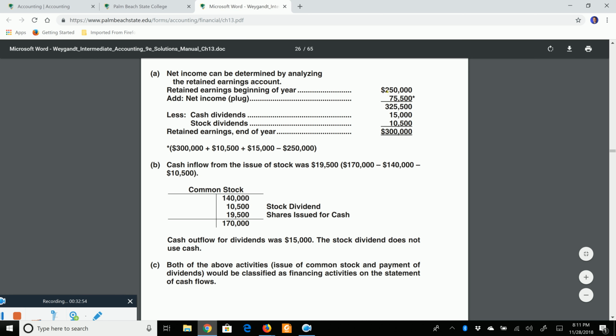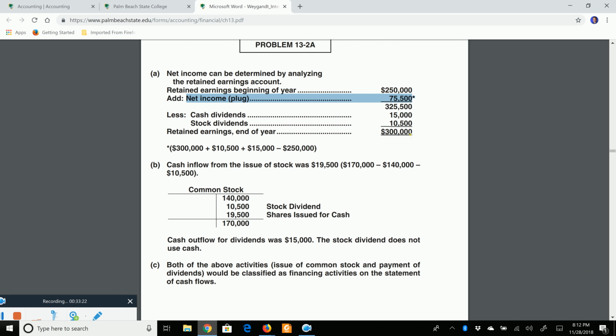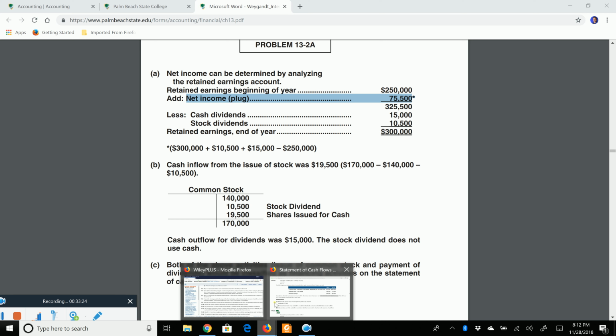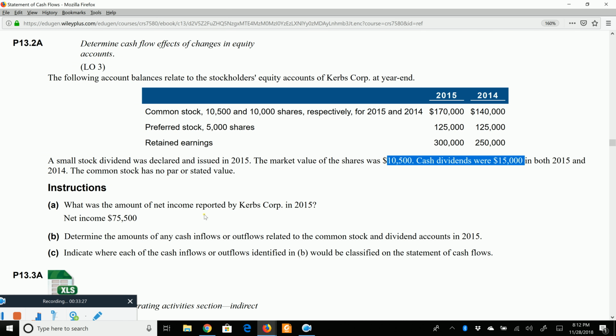So if we come here, we do a roll forward. Retained earnings at the beginning of the year was $250, and at the end of the year it was $300. That much we know. And we know we need to reduce retained earnings for both the cash and the stock dividends. So this is a plug number. What is going to make the roll forward work? That would be the R minus the E, the net income. And doing the math, it works out to $75,500. That's really what I wanted you to get at in part A. That's all I wanted you to see in this particular problem.